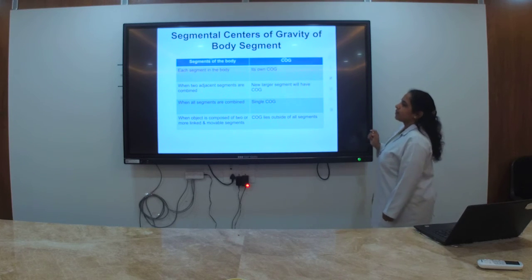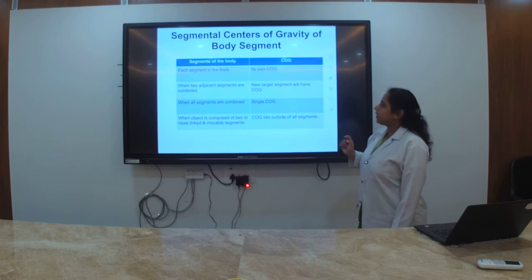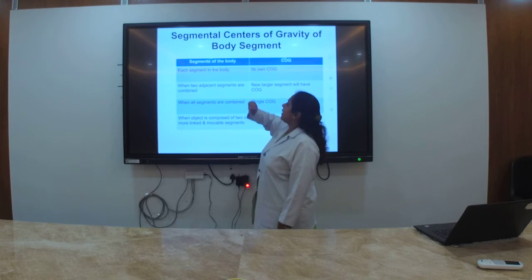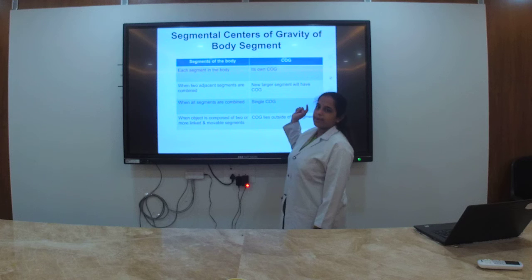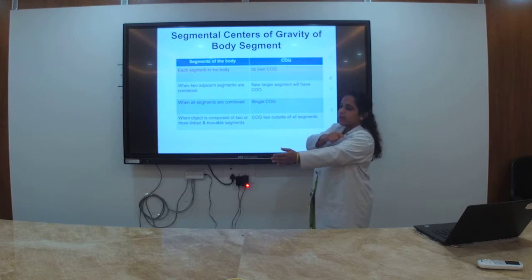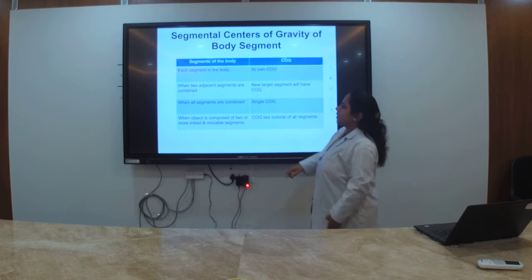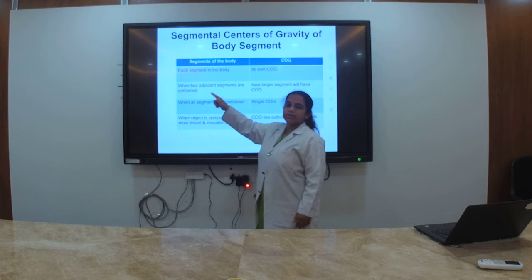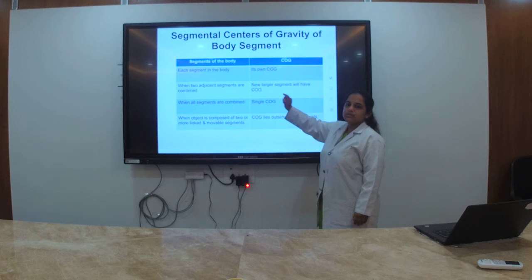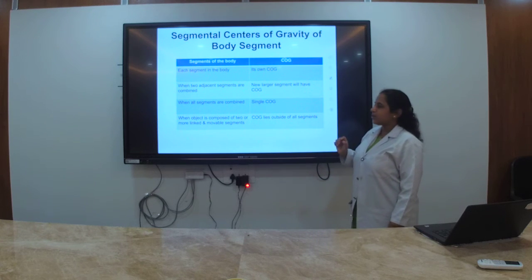Now let us see the segmental center of gravity of the human body. Each segment of the body has got its own center of gravity. So if we consider arm, forearm and hand segment, every segment has got its own center of gravity. Secondly, when two adjacent segments are combined, the new larger segment will have a center of gravity. Will have one single center of gravity.